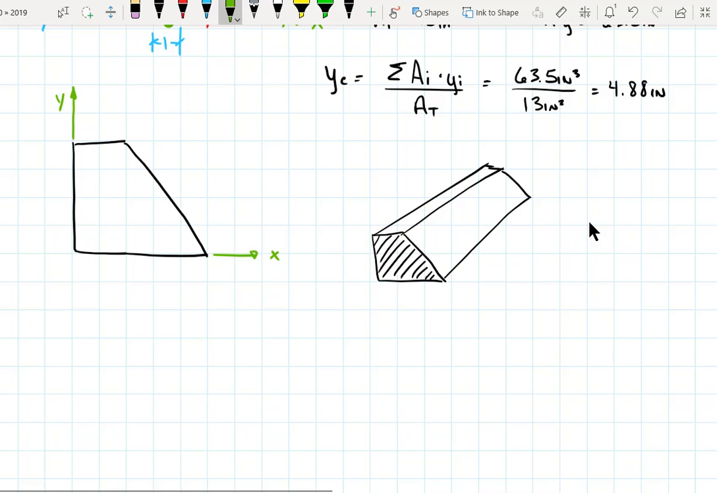To me, this looks like 2 parts, a rectangle and a triangle that are shoved together. Let's put this as 2, whatever the units are. This one will be 3, and this will be 4.